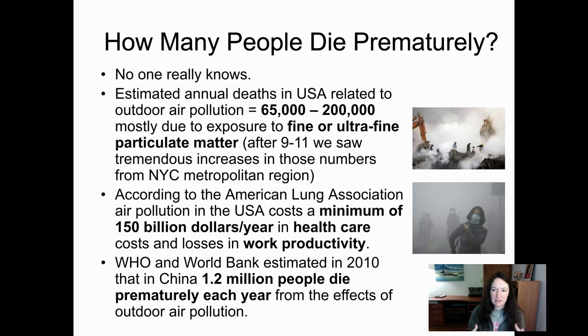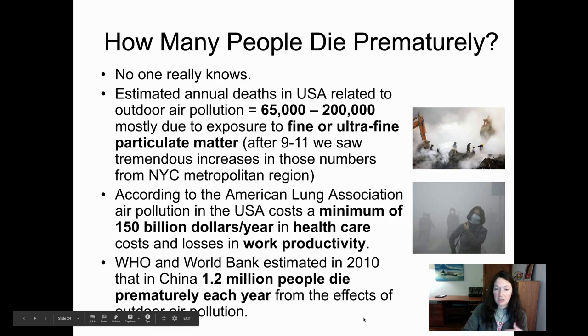We don't have great practical data tracking for this, but the World Health Organization and World Bank estimated that in China, which is one of the worst air qualities in the world, 1.2 million people die prematurely each year from the effects of outdoor air pollution. Since 2010, there has been some regulation in China to reduce the amount of air pollution. So again, that has been a big plus, not only for our efforts to reduce climate change, but also for the people that live there to be able to breathe better.